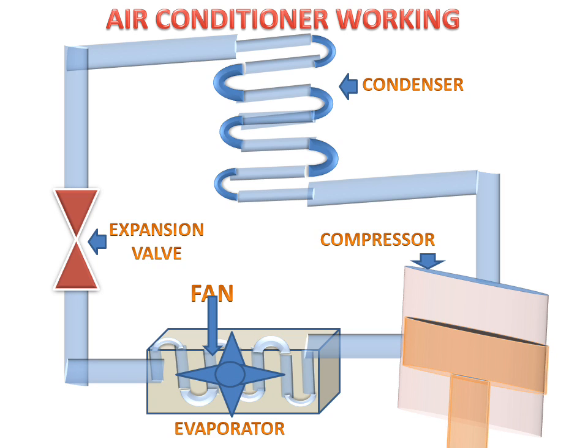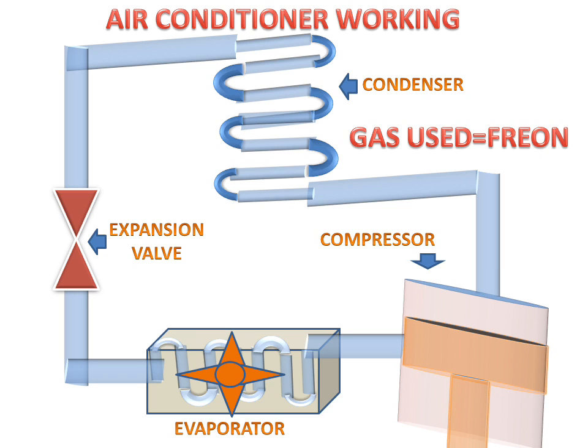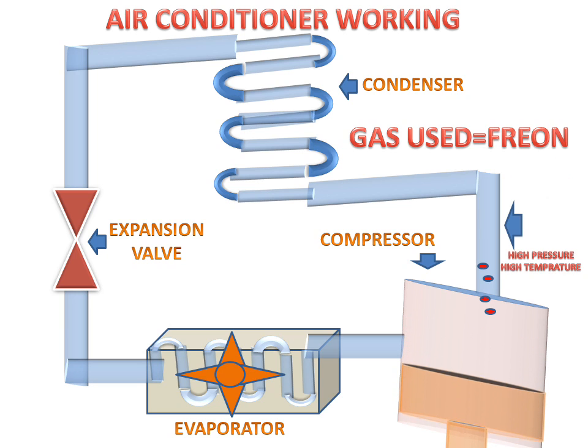Now we will see the working animation of the air conditioner. The gas used in the AC is freon. Now what will happen? The compressor will start working and compress the gas freon, increasing the temperature and pressure of the gas. This high pressure, high temperature gas vapor will go to the condenser.